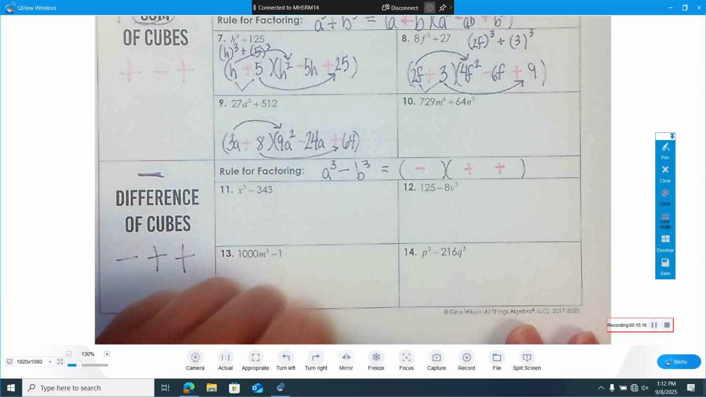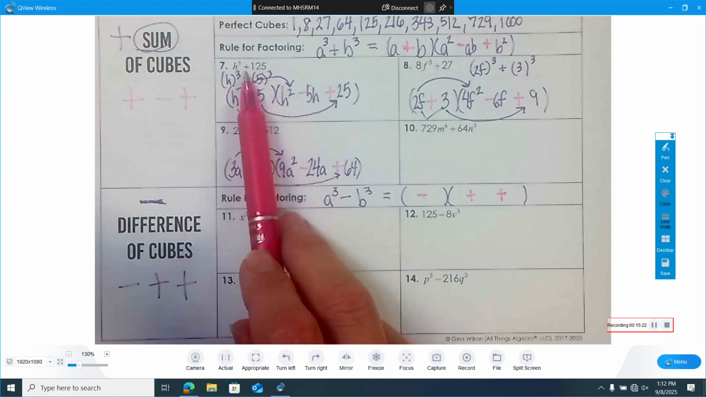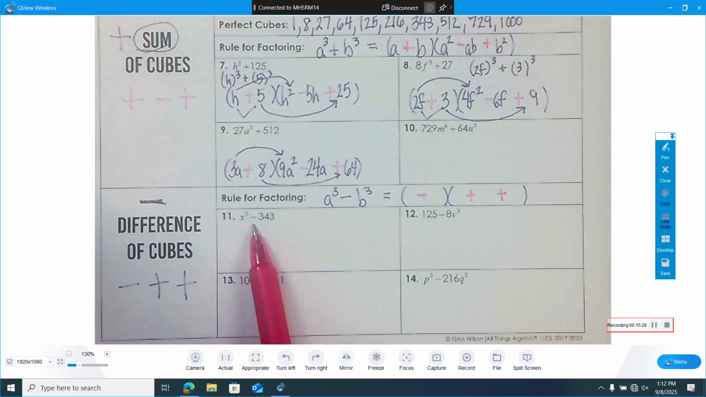How do I know the difference between these two? So when you look at the problems that we have here, these are cube plus cube. That'd be sum of cubes. And now we're looking at difference of cubes, cube minus cube.